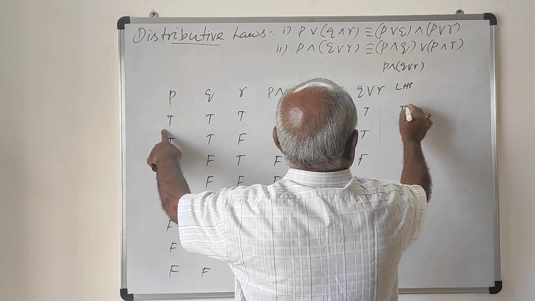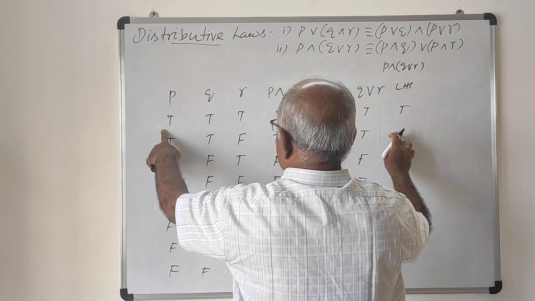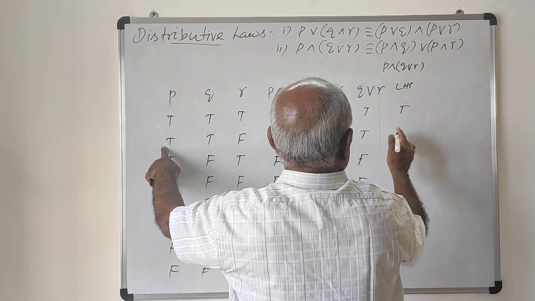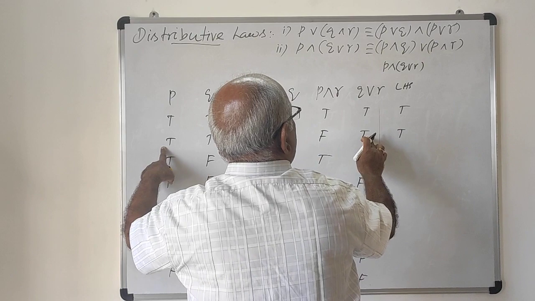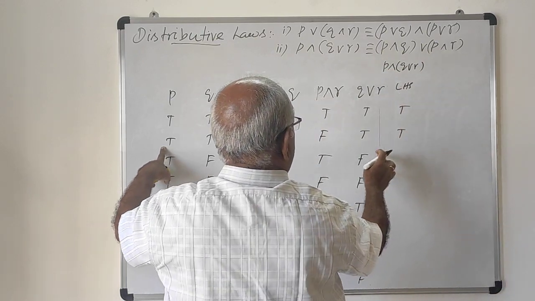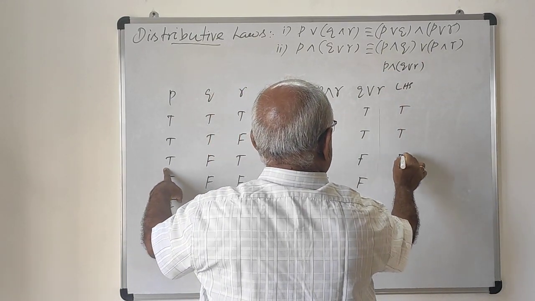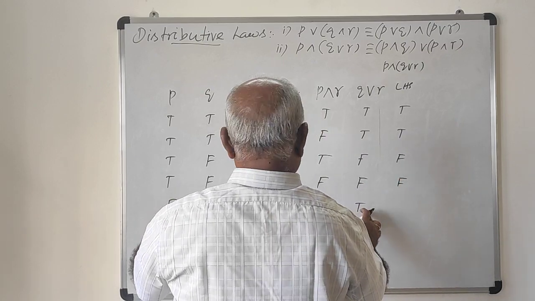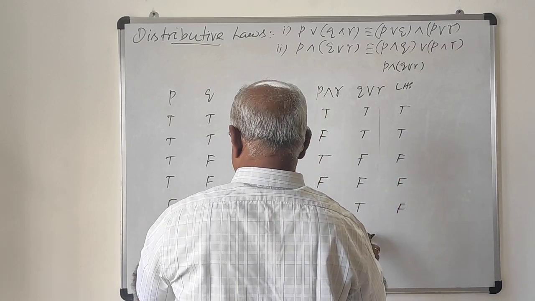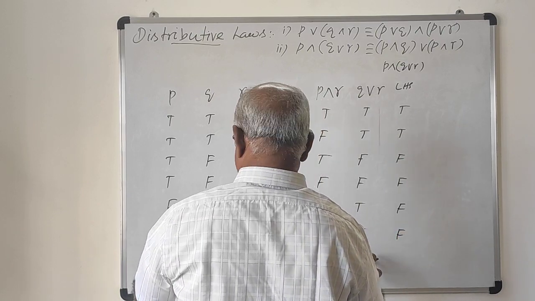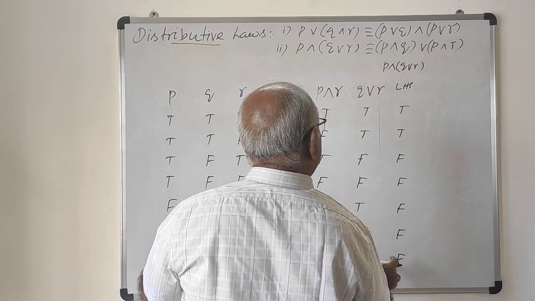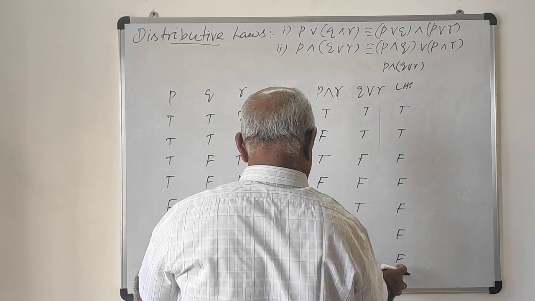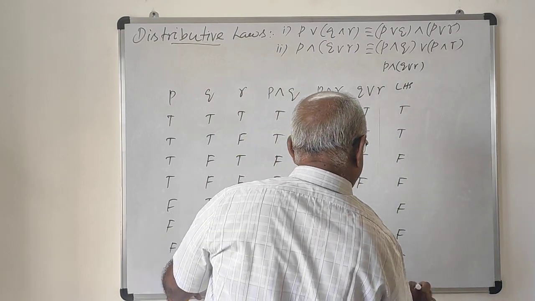Both are T, the truth value is T, because this is conjunction. One T, one F is F. One F, one T is F. Both are F is also F, because it is conjunction.